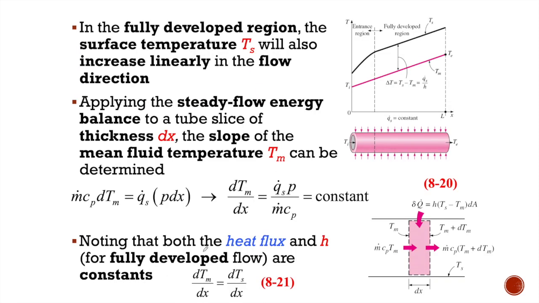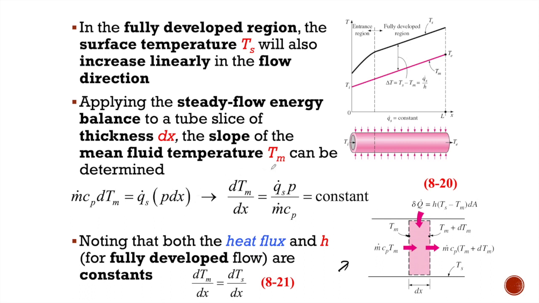Okay, we move to this. In the fully developed region, the surface temperature Ts will also increase linearly in the flow direction. So when we apply the steady flow energy balance to a tube slice of thickness dx, you can refer to this figure. Okay, we are taking a tube slice with a thickness of dx here. So the slope of the mean fluid temperature Tm can be determined. So here we have Tm at the inlet. Here is Tm, and then this is the exit for this boundary system. Okay, so we have Tm and Tm plus dTm, the change of mean temperature.